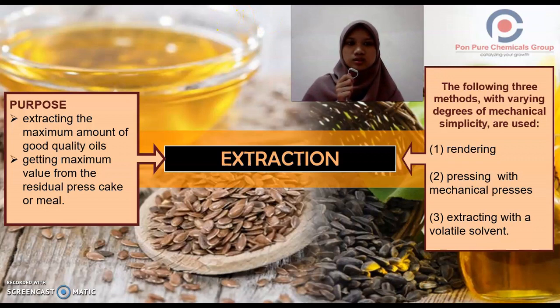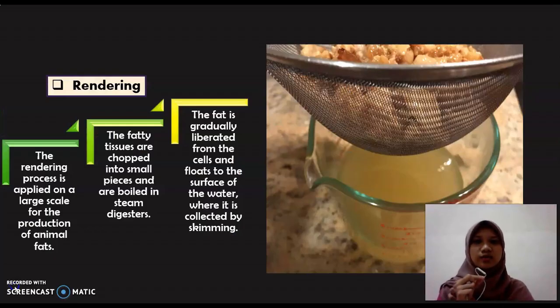And then there are 3 methods in extraction, which are rendering, pressing with a mechanical presser, and extracting with a volatile solvent. Volatile solvents such as heptane or hexane. So the first one is rendering. Rendering is a process that converts waste animal tissue into stable and usable material. The rendering process is applied on a large scale for the production of animal fats.